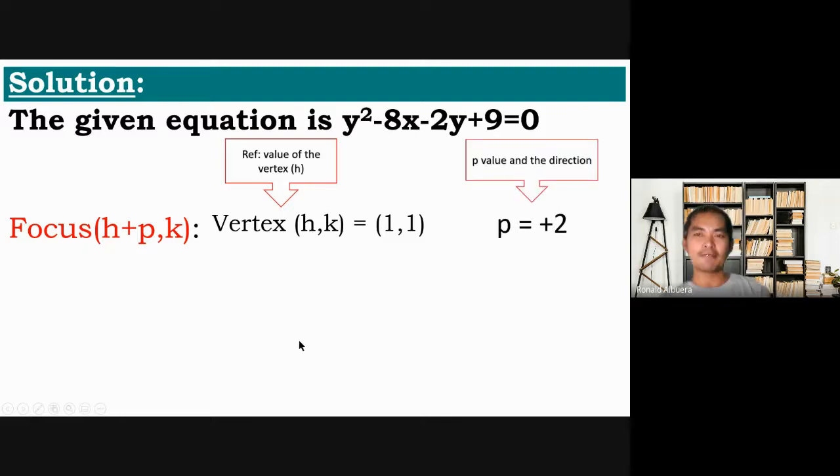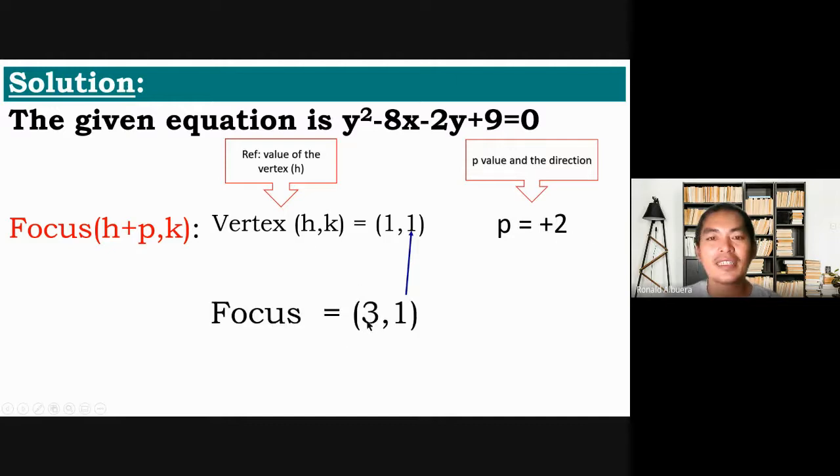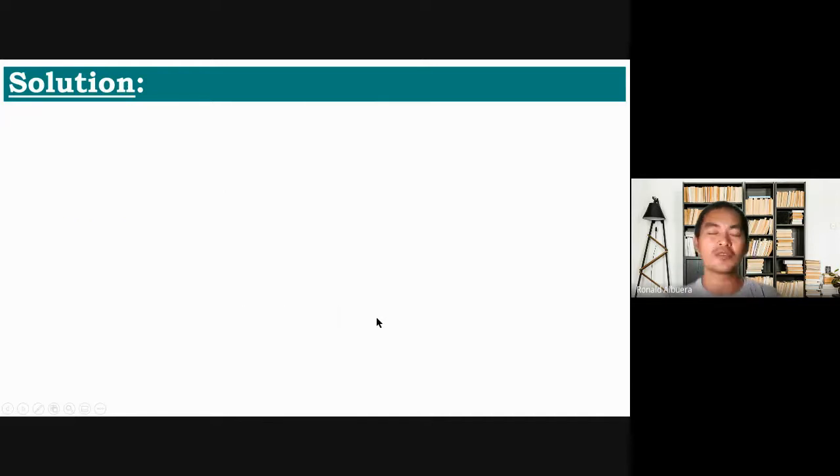O, tingnan natin. The p value is positive 2. Okay? Then, kokopyahin lang natin yung vertex, yung k value ng vertex as the value of k value ng focus. Then, for the h value ng vertex, which is 1, i-add lang natin itong p, value ng p. 1 plus 2 is 3. So, that's the x-coordinate of the focus and 1 is the y-coordinate of the focus. Okay?